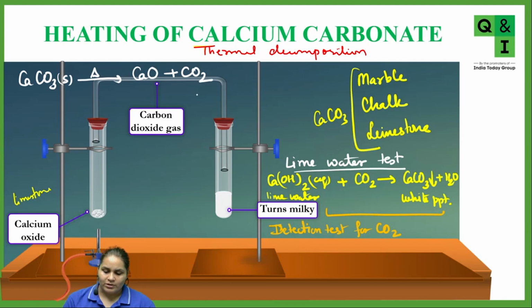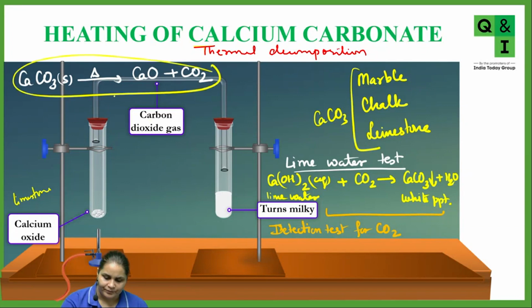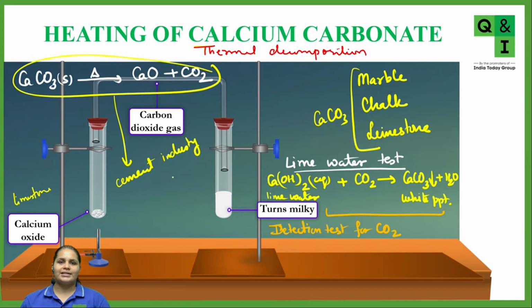So calcium oxide is nothing but we call it quicklime, right? So this reaction has very much importance in the cement industry. Why is it so? Because cement requires calcium oxide. The calcium oxide is the component of cement. And how is calcium oxide obtained? By this particular reaction only. Actually, the limestone is being heated, which gives quicklime. Am I clear? Yes, ma'am.